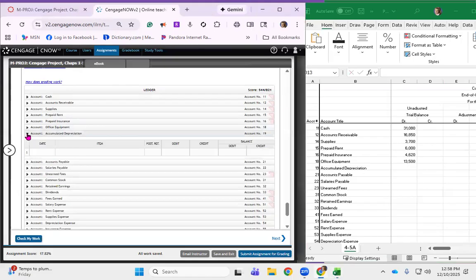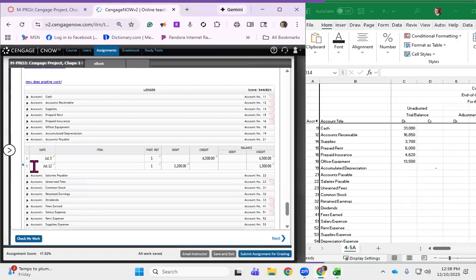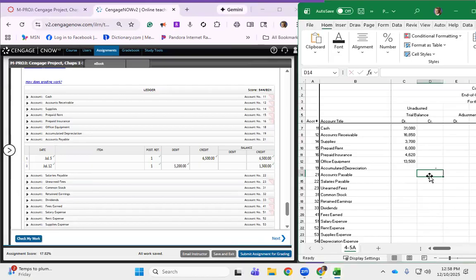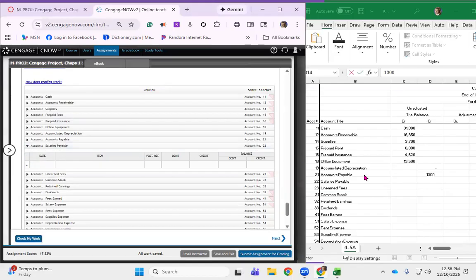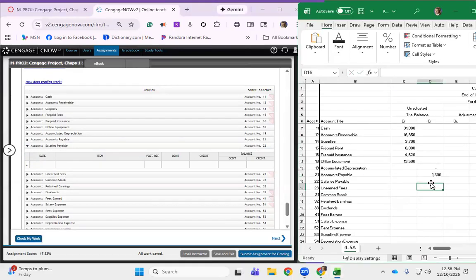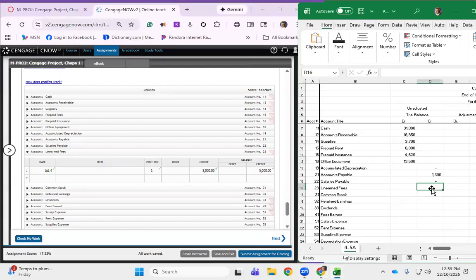Accumulated depreciation, be careful, go back across. Have we done anything in accumulated depreciation? No, but I'm going to put a 0 there. Okay, I'm going to put a 0 there to show that I looked for that. Now let's go to accounts payable. It has 1,300. Make sure it's on the credit side. Okay, salaries payable, nothing yet. There will probably be something from an adjusting entry. Unearned fees has 5,000 in it.